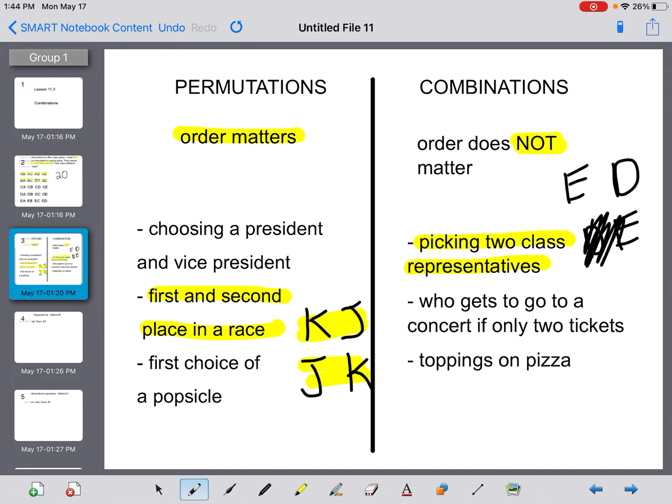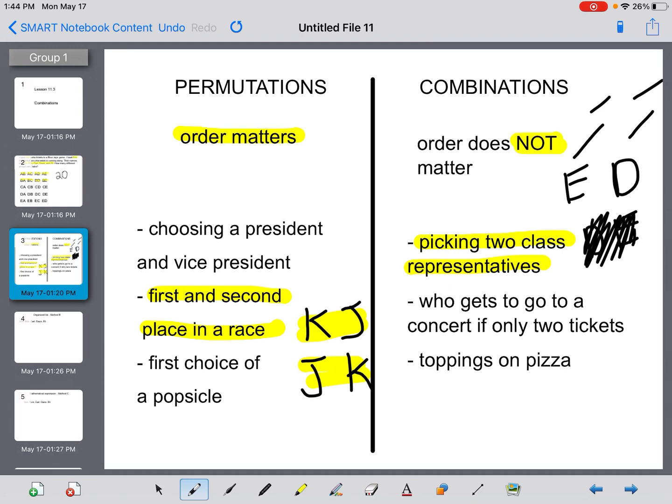So actually, Devin and Eric is exactly the same as Evan and Derek, or Eric and Derek. I switched my names. Wow, Eric, Derek, Devin, Evan. You know what I'm saying? Eric, Devin. Or I could say Evan, Derek. You get the idea. So the point is that when I'm picking class representatives, the order doesn't matter.